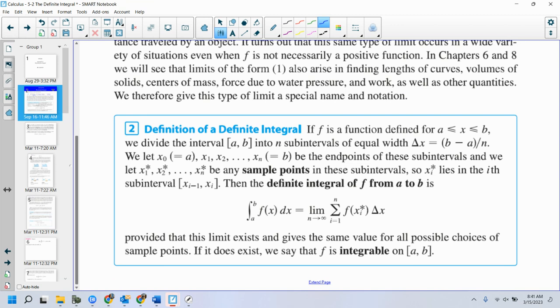Definition of the definite integral. It says, if f is a function defined on some interval, we divide the interval a to b into n subintervals. So this is not saying like a particular amount. This is generalizing it to n subintervals of equal width delta x. This is not new. That formula, not new. Same thing that we had, where delta x is equivalent to b minus a divided by n.